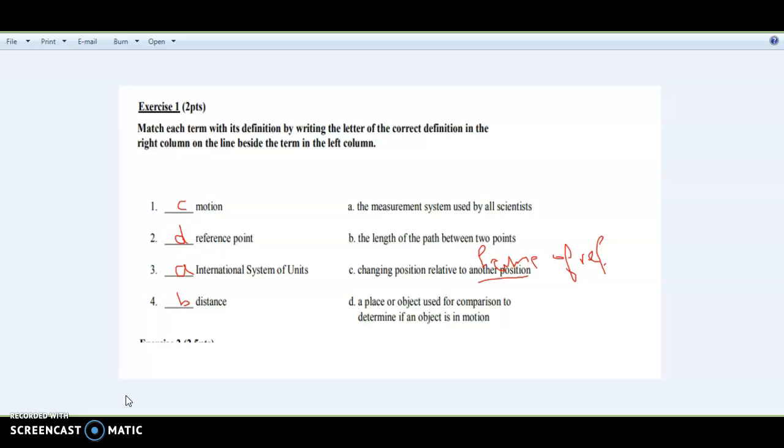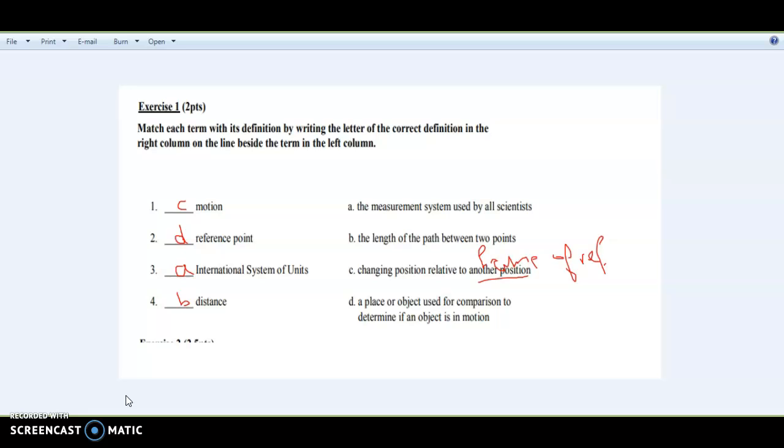Motion, reference point, international system of units, distance. The measurement system used by all scientists, the length of the path between 2 points, changing position relative to another position or to another frame of reference, and a place or object used for comparison to determine if an object is in motion.